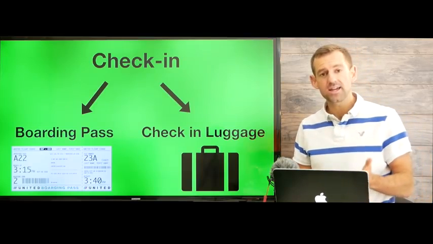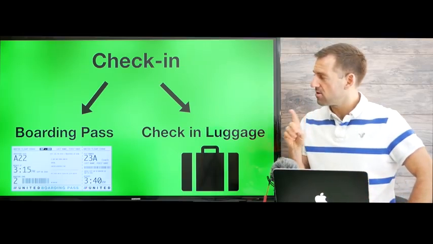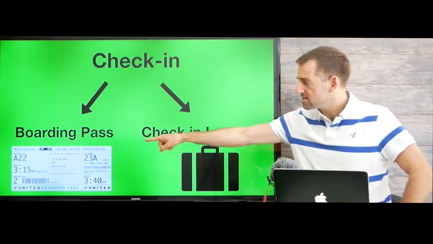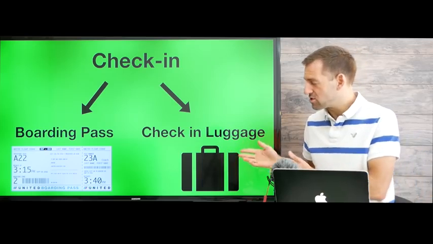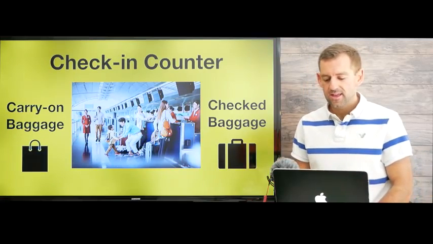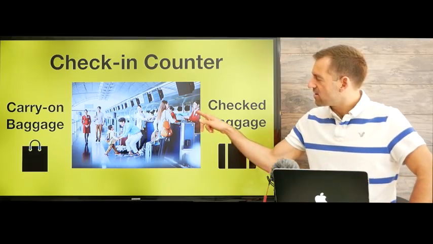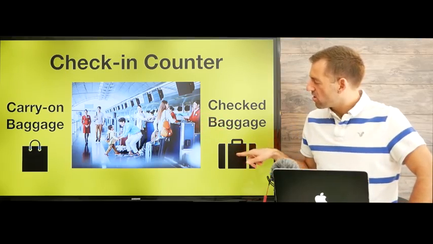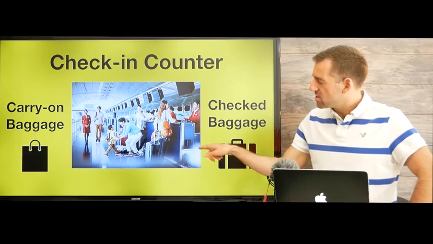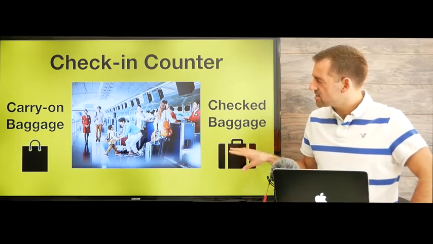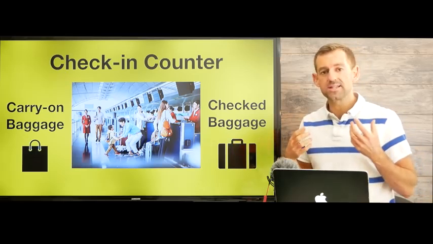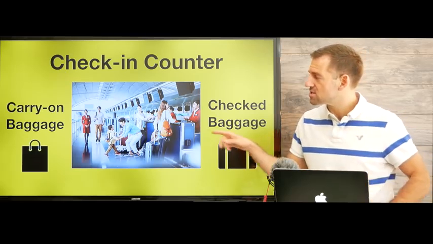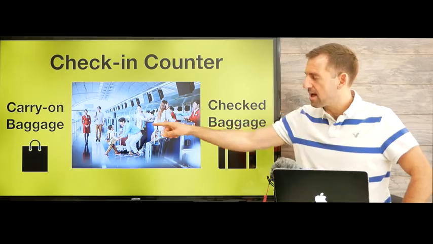Now, at check-in, you're going to do two things. You're going to get your boarding pass and you're going to check in your bags, your luggage. So let's say we're at the check-in counter here. Our suitcases are going to be checked right here, and our suitcases are called checked baggage. Now, any bags that we want to take onto the plane with us, that's called carry-on baggage.